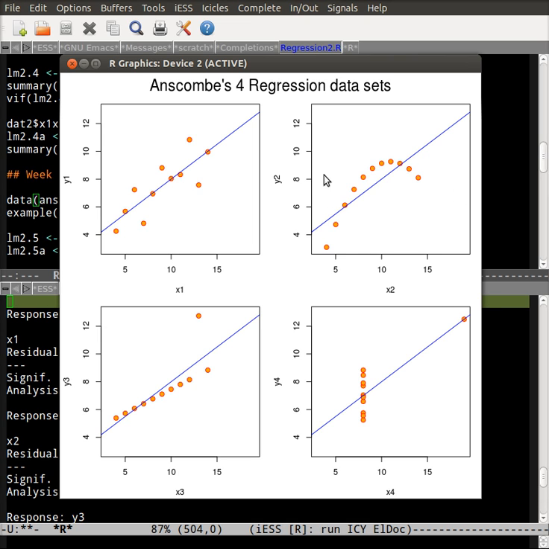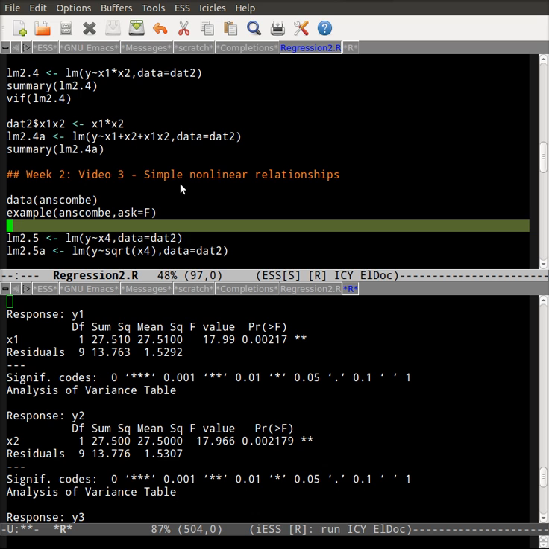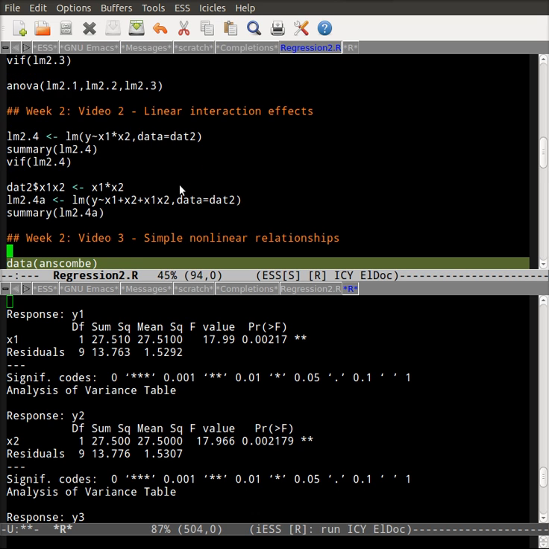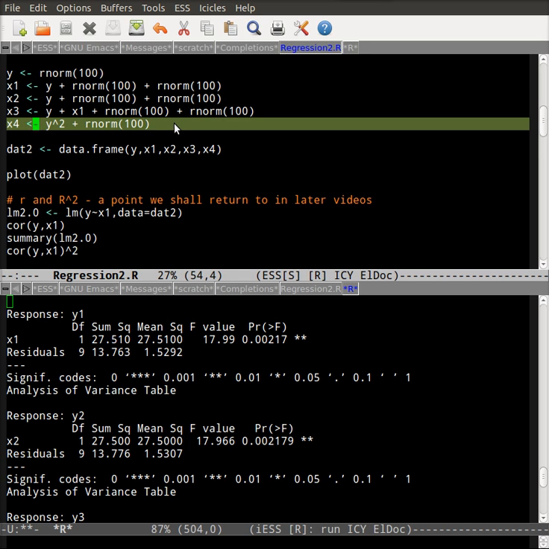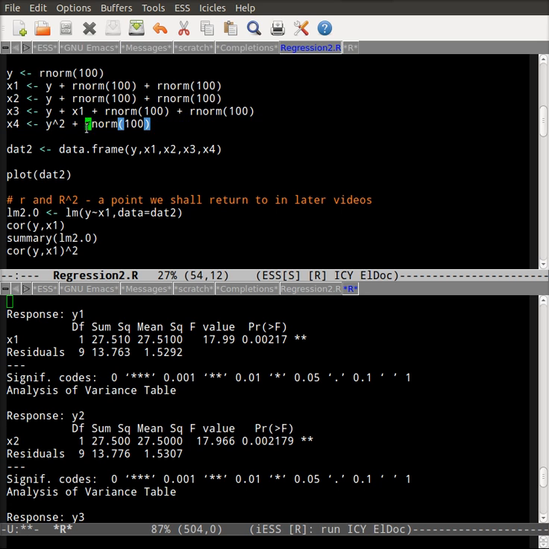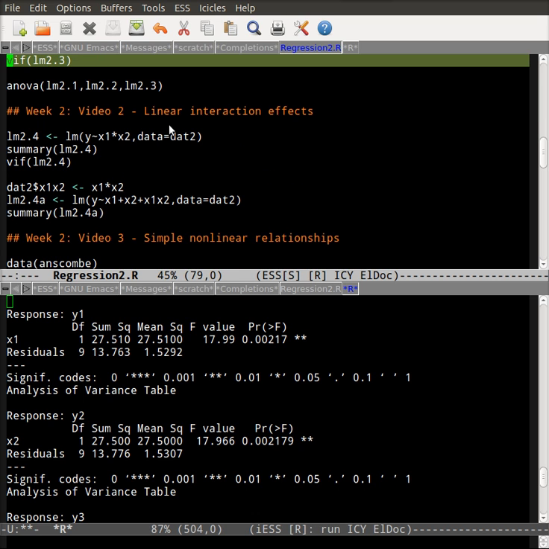This second figure here in the upper right-hand corner is what we're talking about in this little segment. It's a simple nonlinear, non-rectilinear relationship. I created a variable called X4 that has a non-rectilinear relationship with y. I created X4 by squaring the values of y and then adding some error, so I've created a curvilinear relationship between X4 and y.